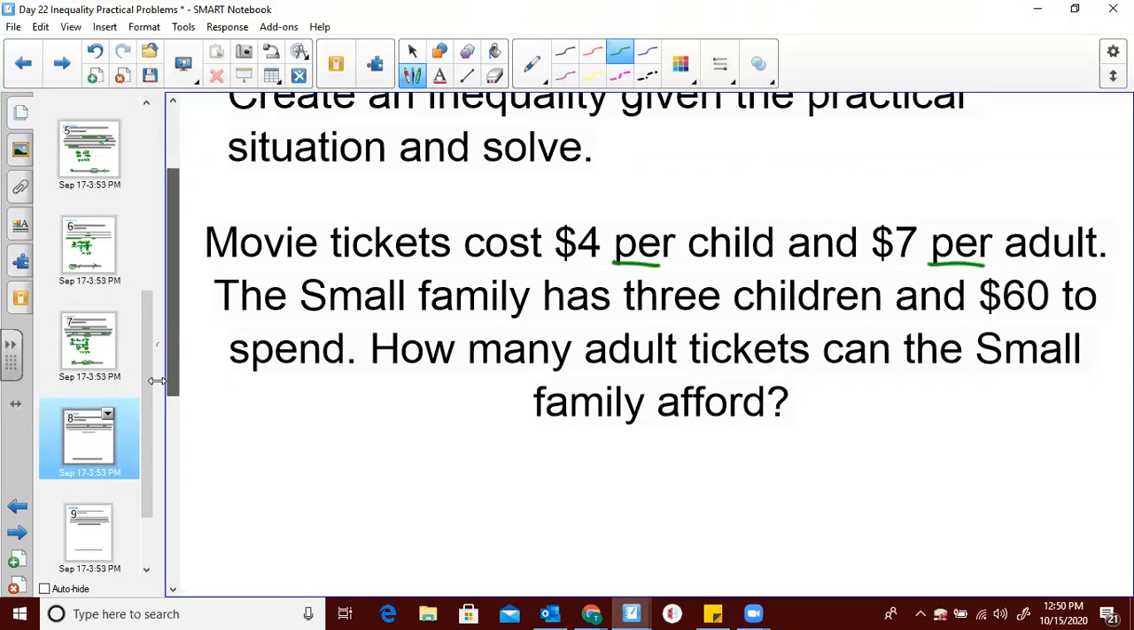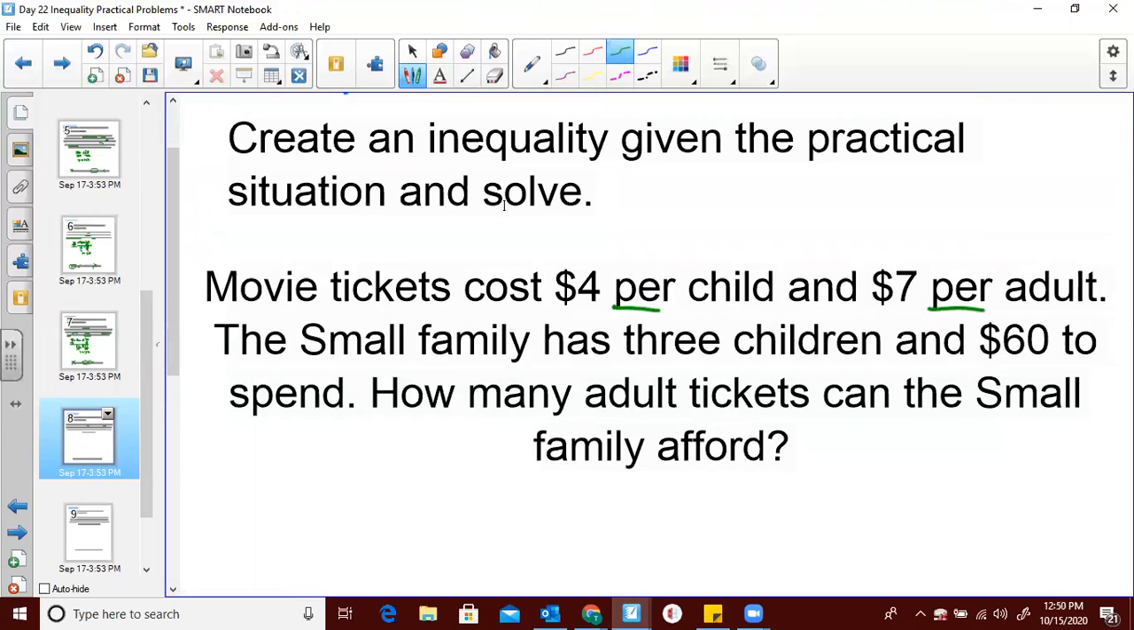Now we remember back in equations, we saw some similar to this. So we have $4 per child. I'm going to use C as my variable here, and $7 per adult. Now it gives me a big clue here. It says that the small family has 3 children. So I know that C equals 3.